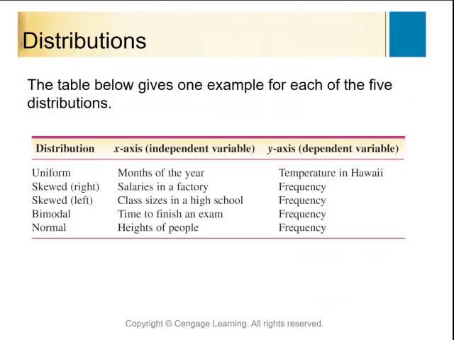Here are different examples of each. Months in the year, of course, that's uniform. If I think about salaries in a factory, there are a lot of people that work in a factory, so the salaries tend to look a little more like this. These would be those people in management, and these would be the factory workers, and it would be skewed to the right because there would be fewer of these guys to make more money.